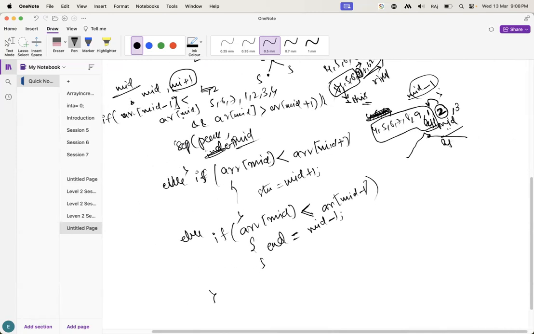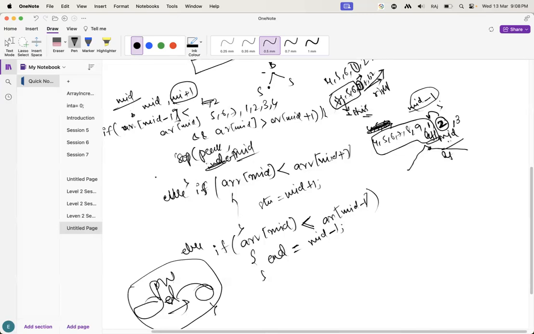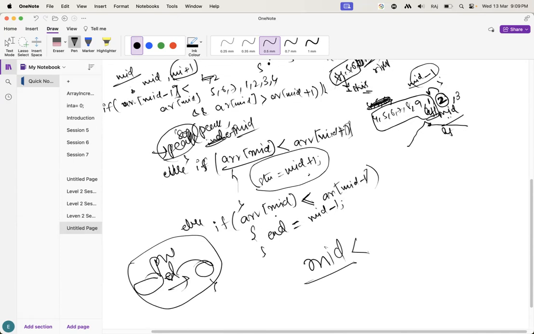Initially, we get one mid value and we check the mid value with the previous element and the next element. If that satisfies this condition, that means the mid index is the peak element. If not, we check this condition after mid: is there any possibility of mid plus 1? If that is true, what will happen, guys? Start will be mid plus 1. And again, we check this condition.